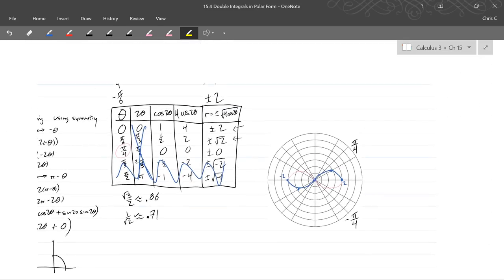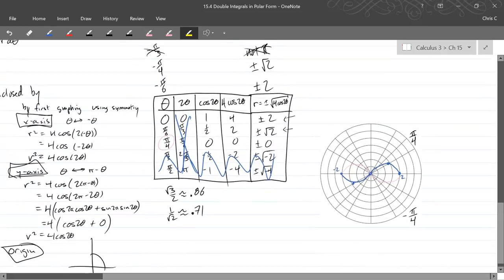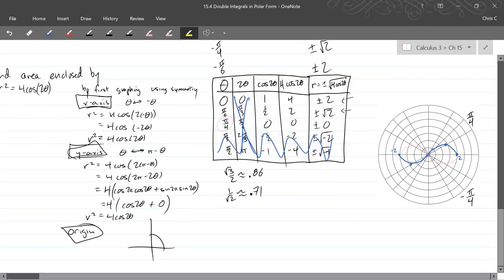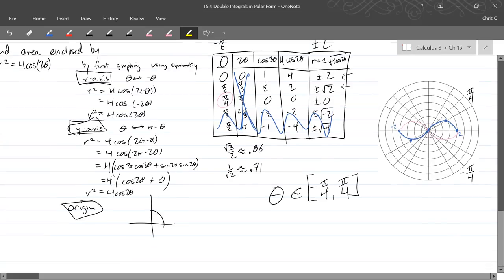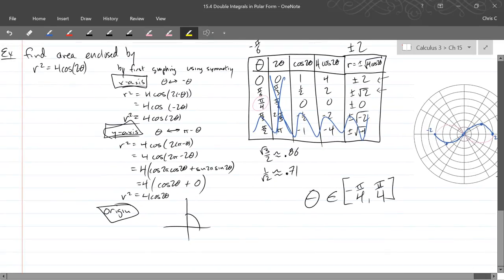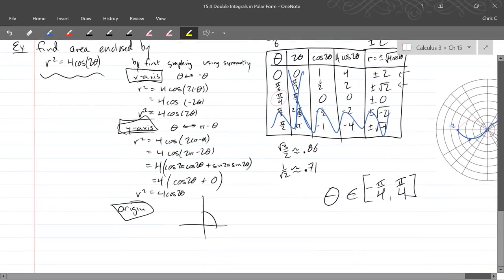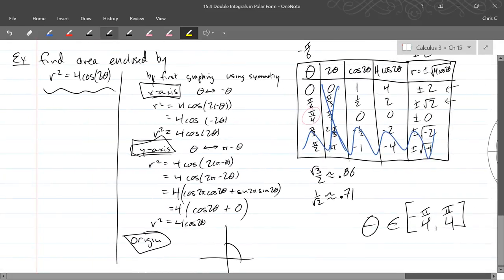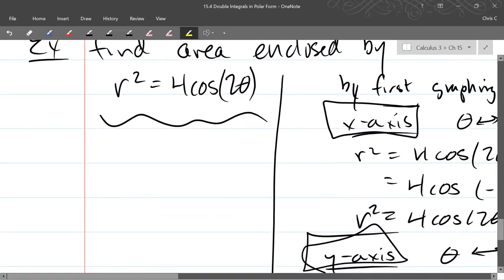Any questions on that idea? So that was a lot of work. That takes some time. Let's try to do this in a slightly different way. So we'll zoom in right to here.